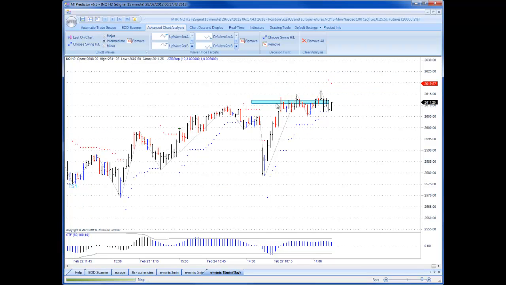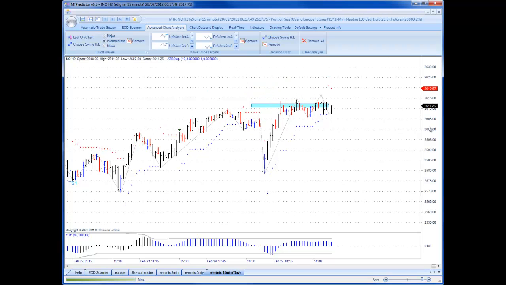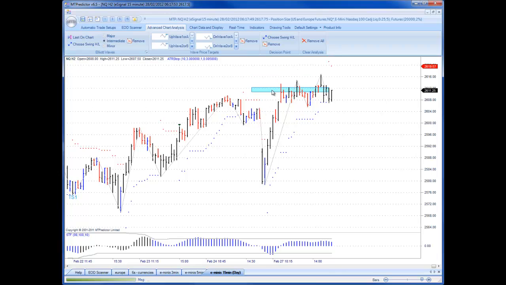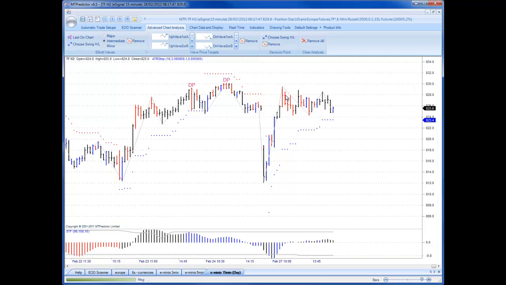But the point being is, on the NQ here on this 15-minute chart, just look where this rally stopped, right around this decision point level. If we look at the Russell Index, there's the decision point from the last pivot, and as you can see, that nailed the high of the day yesterday.